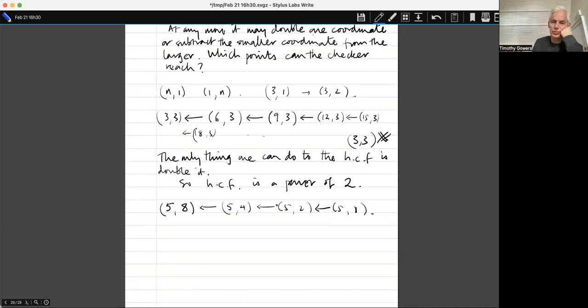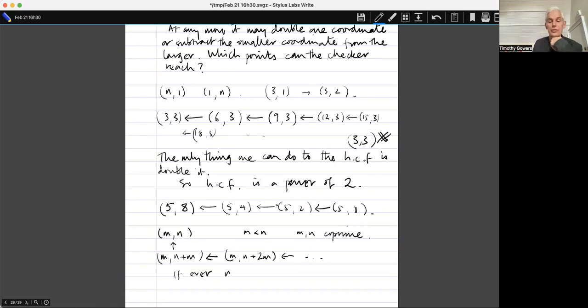I think I can possibly do this. So if I've got m n, where m is less than n, and m and n are co-prime, then I know that that can arise from m n plus m, which in turn can arise from m n plus 2m, and so on. And if ever I get to a power of 2 here, then I'm in great shape, because then I can just divide it by 2 many, many times, and I get a number of the form m 1, which I know I can make.